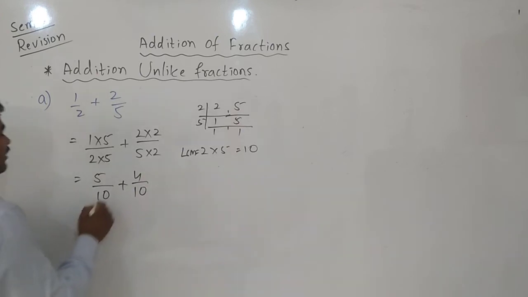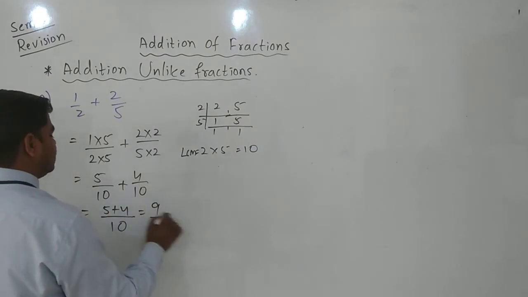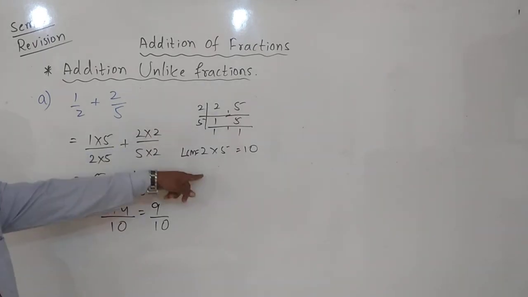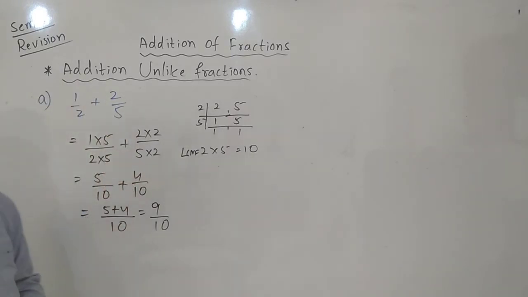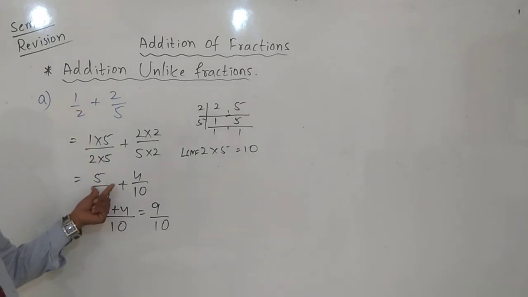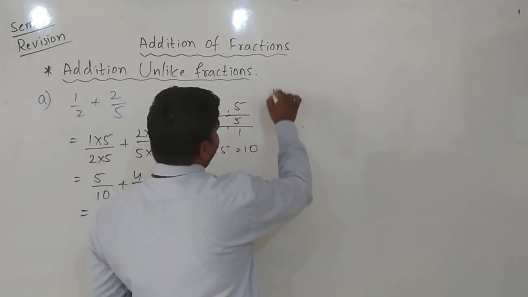Very easy. 5 by 10, 10 common, 5 plus 4, that is 9 by 10. 9 by 10 is the sum. Simple no? You should take the LCM, then convert unlike to like fractions or equivalent fractions. 1 by 2 is equivalent to 5 by 10, and 2 by 5 is equivalent to 4 by 10. Equivalent fractions, then we can write the sum. Yes, one more, B.